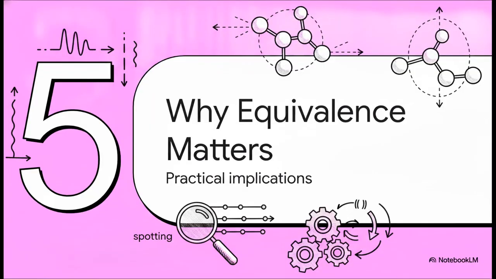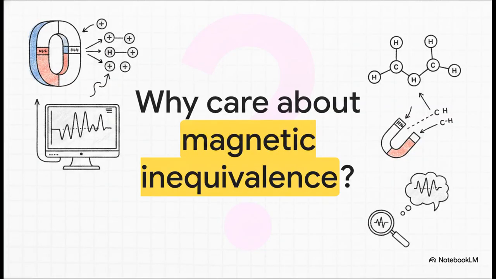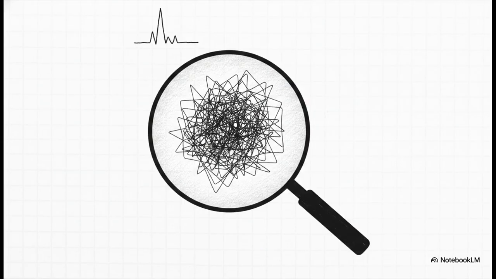Which brings us to our final part, Section 5, Why Equivalence Matters. So we've caught the rule breakers, but why do we actually care about magnetic inequivalence? I mean, why do you need to know this when you're staring at a screen trying to decipher a messy spectrum for your own research? What is the real-world impact of these protons having different interactions? Well, the crucial point is this.